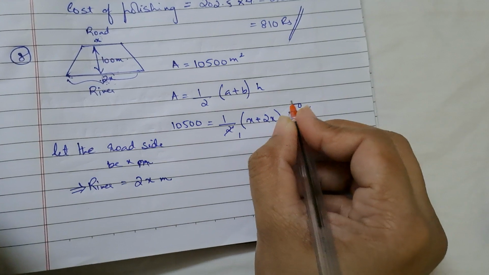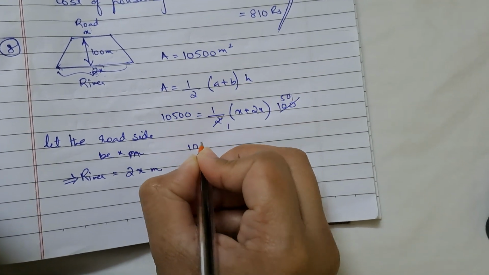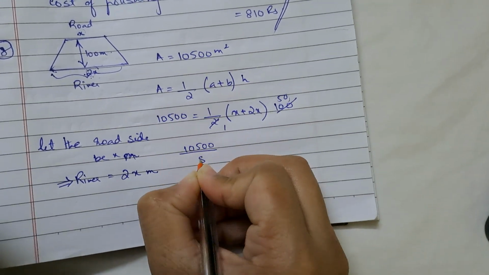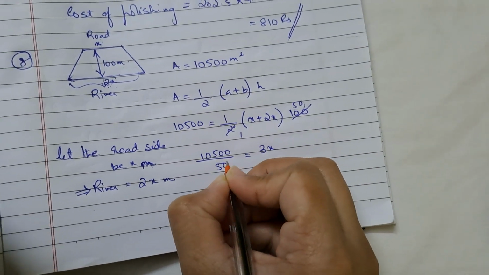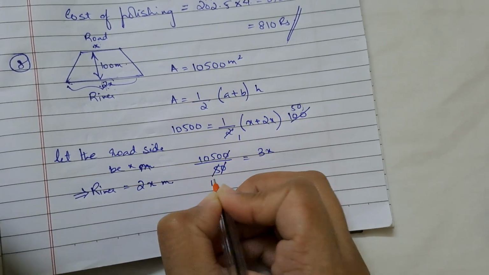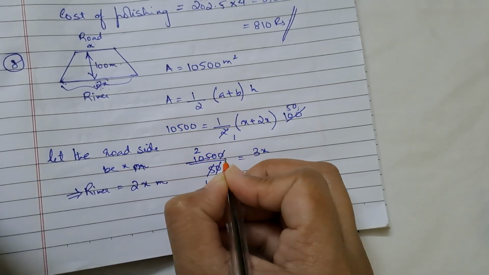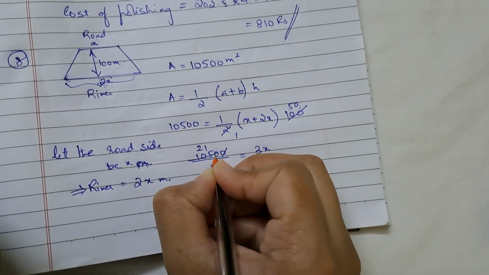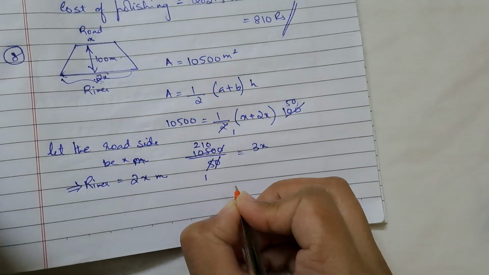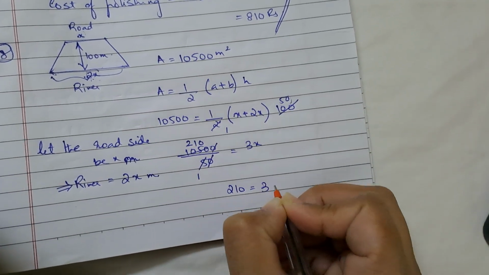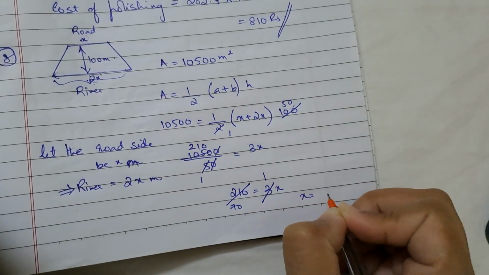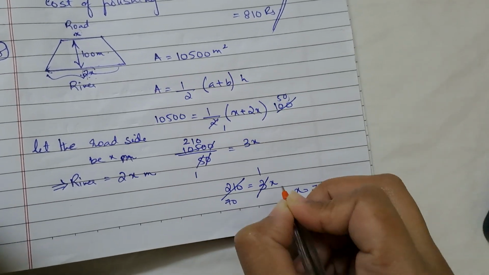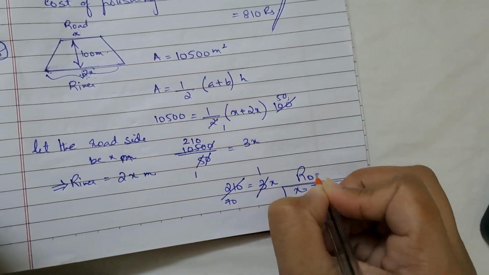Fine. Now sending this 50 towards the other side, 10500 by 50 is equal to 3x. 0 gone, 5 1 times is gone, 5 2 times it's gone, 5 1 times it's gone, and then 0 comes in here. So 210 is equal to 3x. 3 1 times and 3 70. So x value is 70 meters, but this is onto the road side.